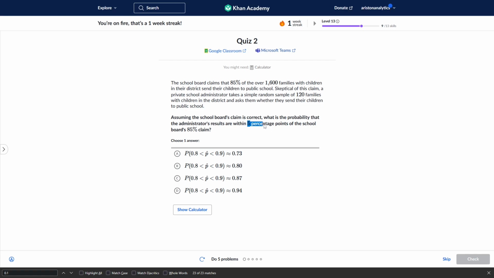This question is so confusing. I hate 5 percentage points. I wish they talked about fishes instead.